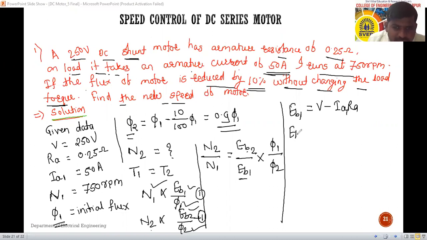So calculate Eb1, it equals terminal voltage that is 250 minus Ia1 50 into Ra. What is the Ra? What is the value of Ra? Hello? 0.25. Okay, so do the calculation: 250 minus 50 into 0.25. So this is the Eb1. How much does Eb1 come to?